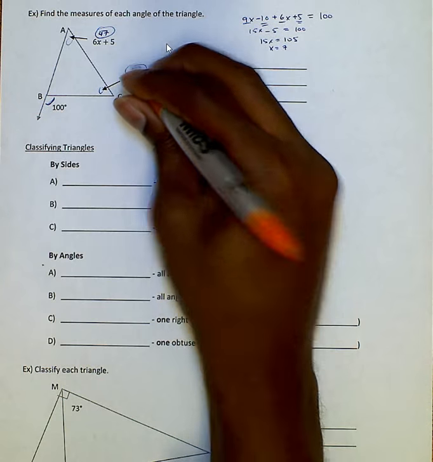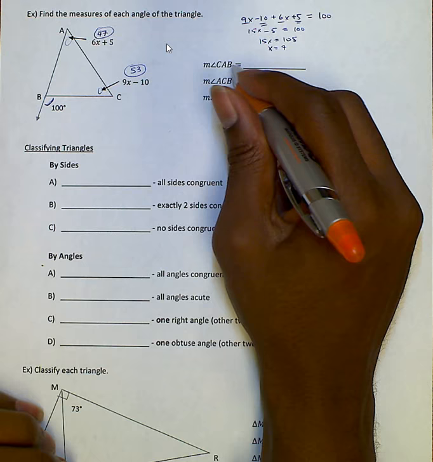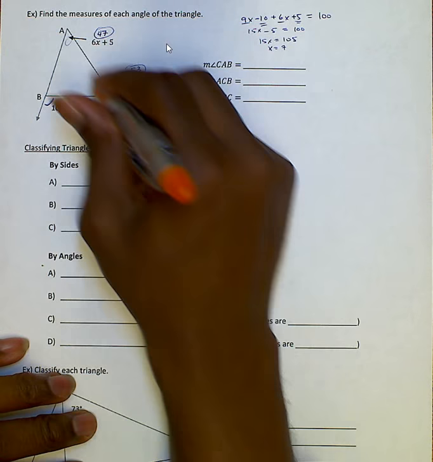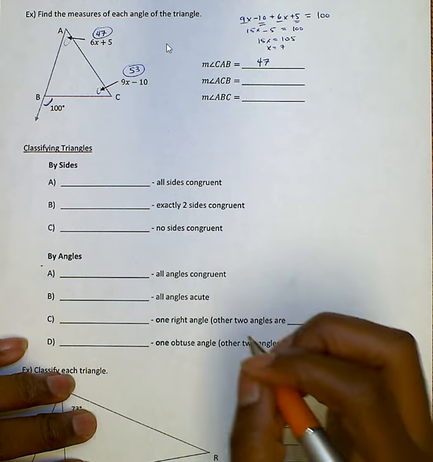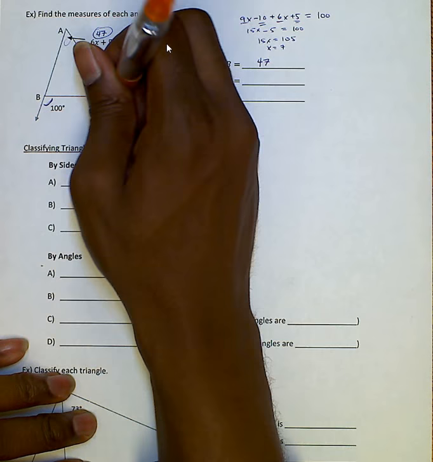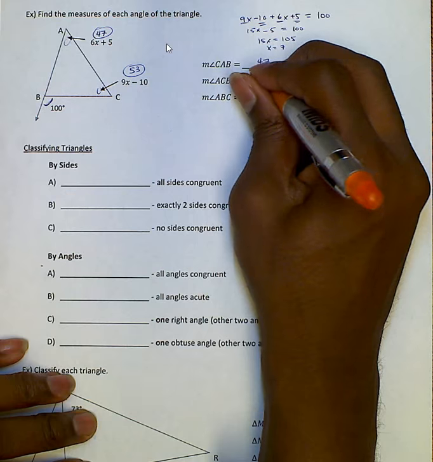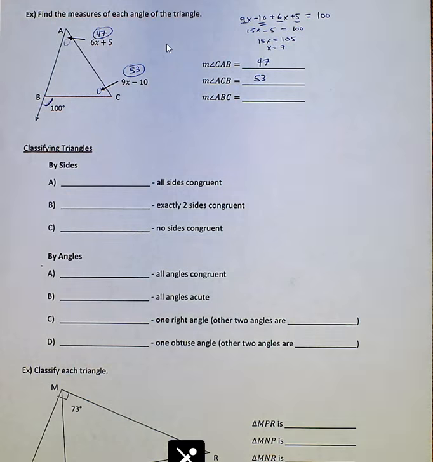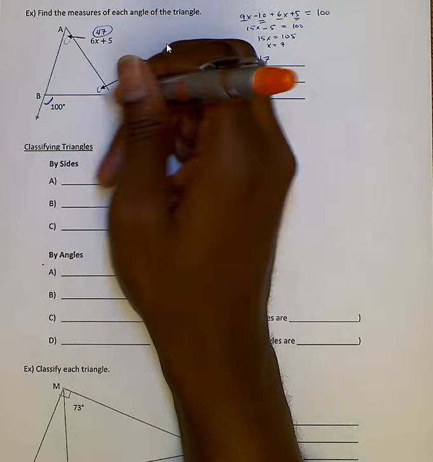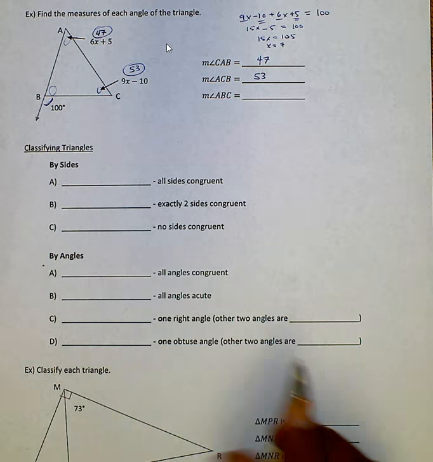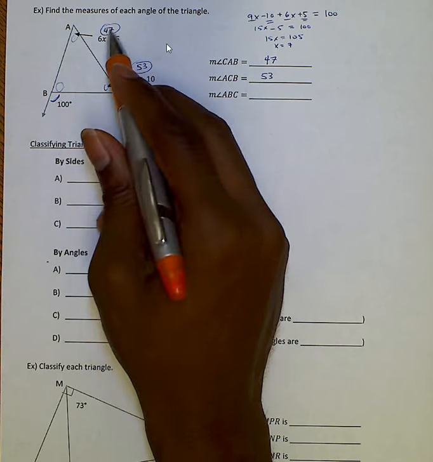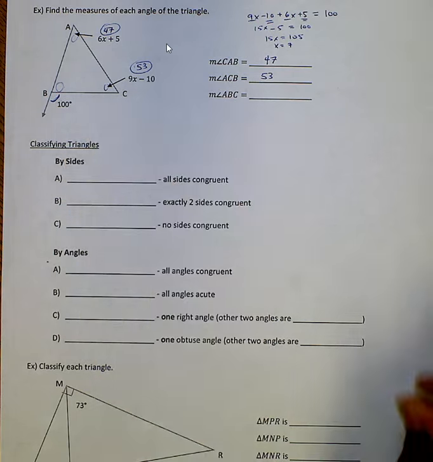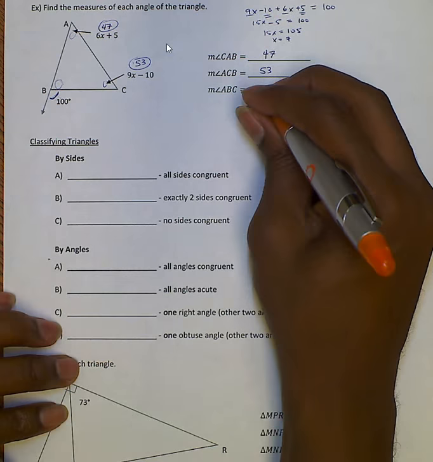Okay, so they want us to find the measure of angle CAB. C to A to B, that's this angle, that's 47. They want us to find the measure of angle ACB. A to C to B, that's here, that's 53. And they want us to find the last measure, which is ABC. They didn't tell us this one, but we could have figured this one out from the beginning. Two ways. These two together should add up to 180. These three together should add up to 180. And so this will be 80 degrees.